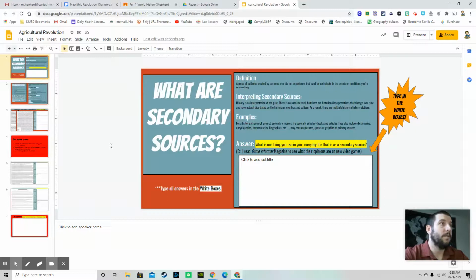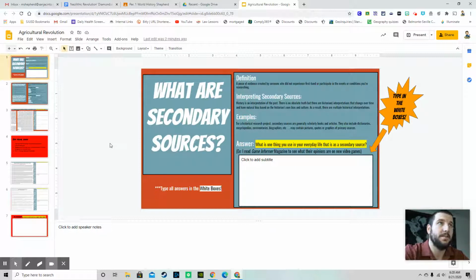For this lesson, we will be studying the Neolithic Revolution through secondary sources. Now, we have already learned that a secondary source is a piece of evidence created by someone who did not experience the event firsthand or participate in it. And we have to always remember that history is an interpretation of the past.